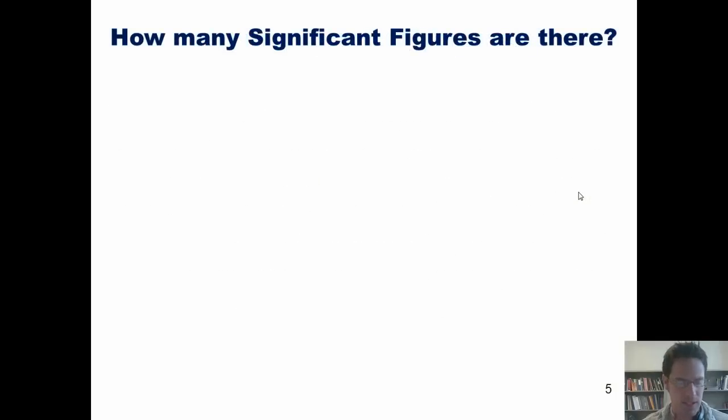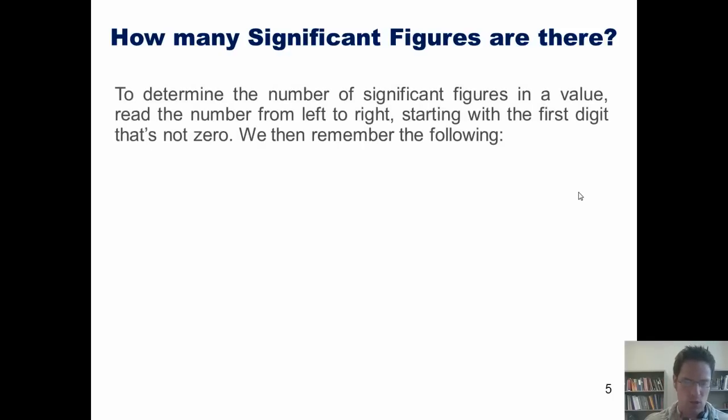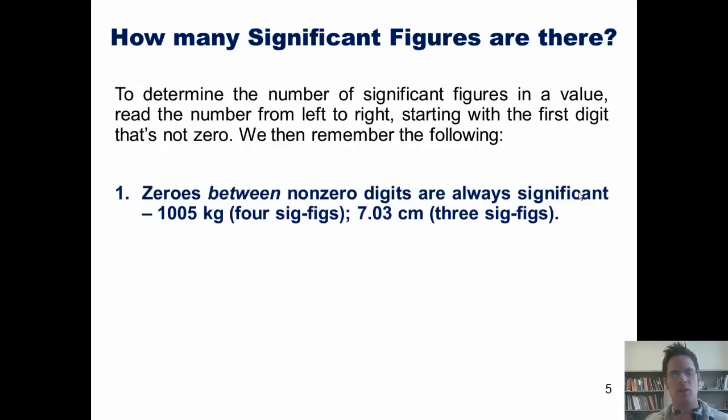So here's my summary of significant figure rules. First, we have to know how many significant figures a value actually has. To do this, we read the number from left to right, starting with the first digit that's not 0. We then remember the following. 1. Zeros that are between non-zero digits are always significant. For example, the value 1,005 kilograms has 4 significant figures because these zeros are between 2 non-zero integers. The value 7.03 has 3 significant figures, so this 0 does count as a significant figure.